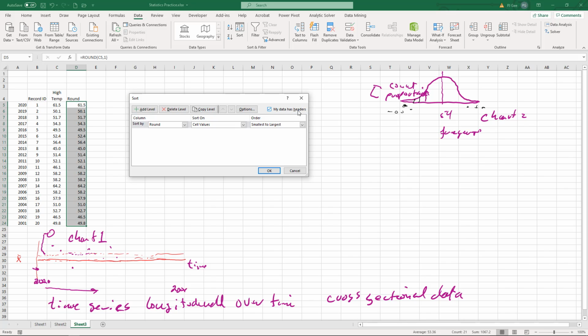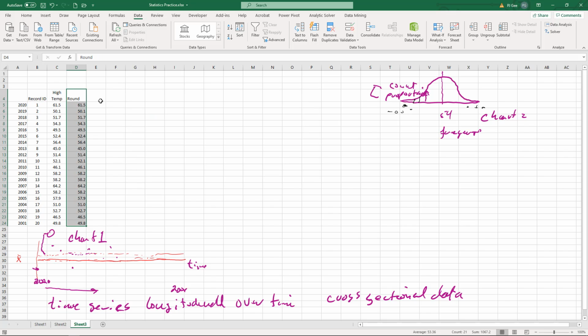Okay, so my data has a header on it. And we're going to sort by round. So it gives the name of this column of data, cell value smallest to largest, and if you hit OK, nothing happens. And that's because you cannot sort on something that's computed with a formula like that. We need to have the raw number here.